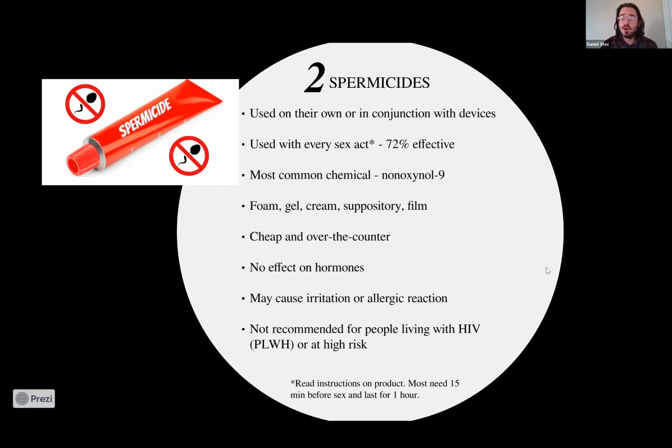They come in all different forms: foams, gels, creams, suppositories, films, tablets, all sorts of different options for people. And so if someone is looking to use spermicide and has had any issues with it, you can encourage folks to look at the different kinds that are available, so that they can see what works for them. Spermicides are generally pretty cheap and available over the counter.